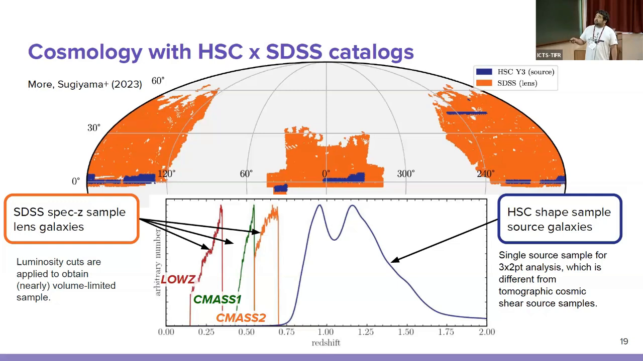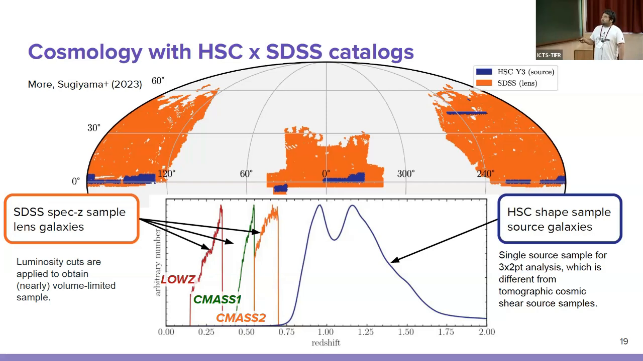So this is the data we used. For the tracers, for galaxy clustering, we use the SDSS BOSS sample shown in orange, and we divided those into 3 samples. We also applied a luminosity cut to get a nearly volume limited sample. For measuring the galaxy lensing and cosmic shear, we used the galaxy sample from the HSC shown in blue.